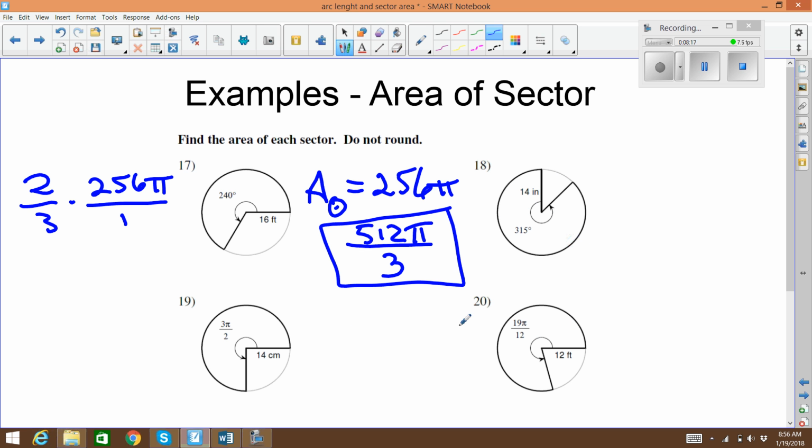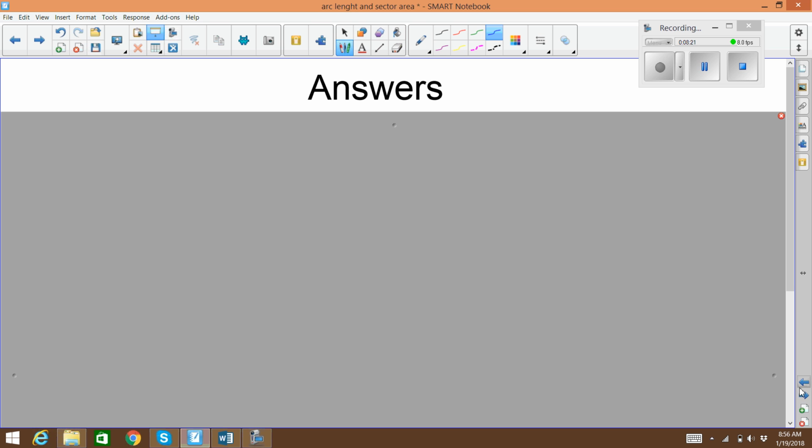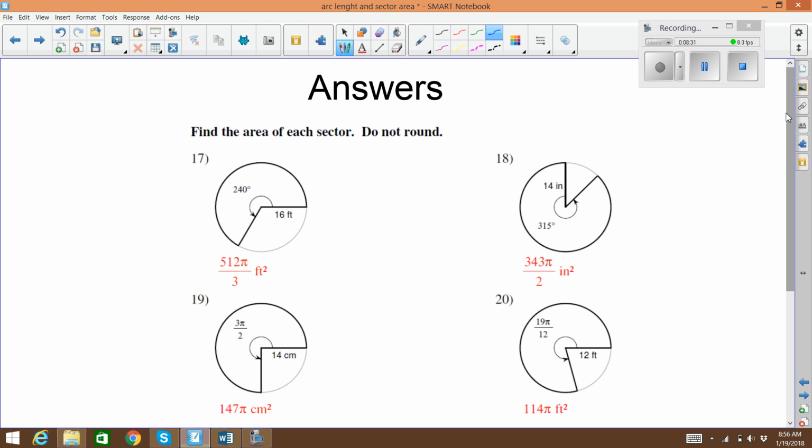Okay? So let's do the same thing here. You can practice finding the area of these sectors, and we'll go on to the next page. You can pause the video, obviously, and then I'm going to reveal the answers. And there they are. Okay?